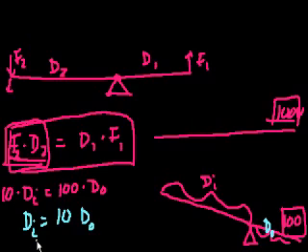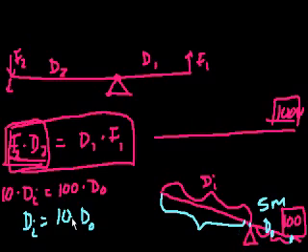100 divided by 10. So if the distance from the fulcrum to the weight is, I don't know, 5 meters, then the distance from where I'm applying the force to the fulcrum has to be 10 times that. It has to be 50 meters. So no matter what, the ratio of this length to this length has to be 10.